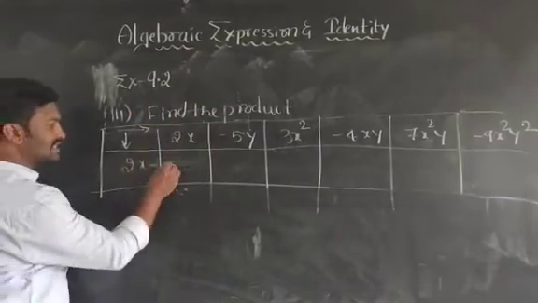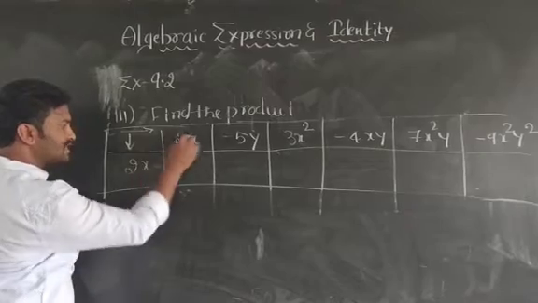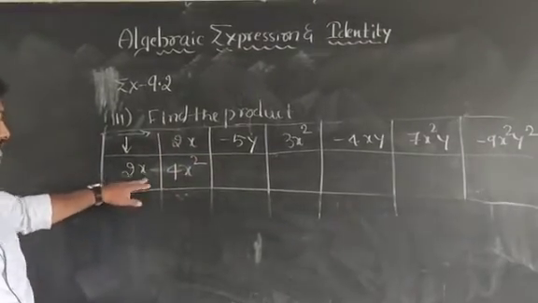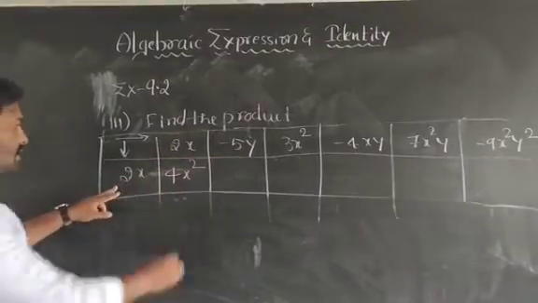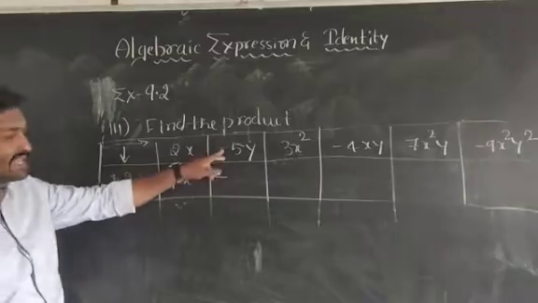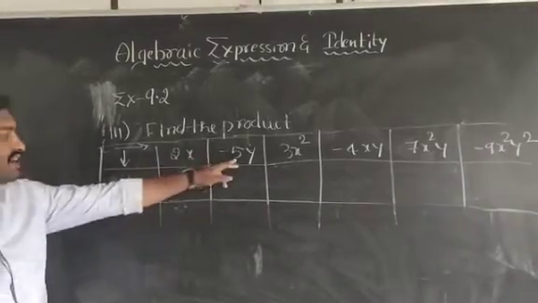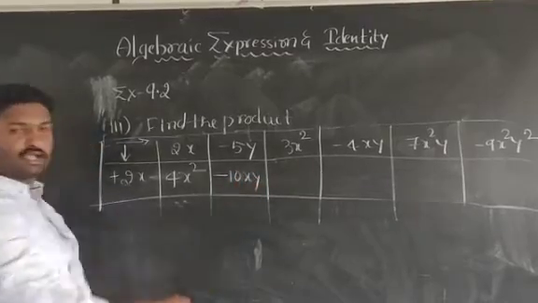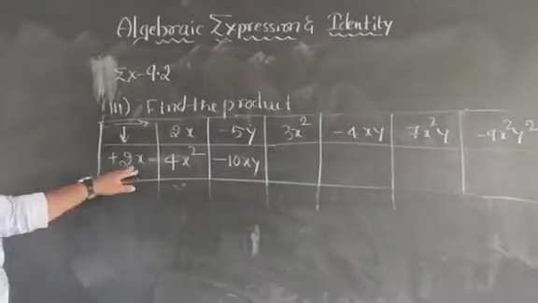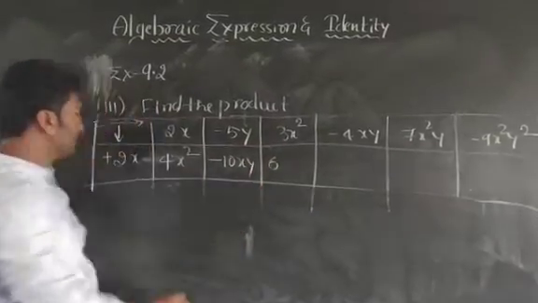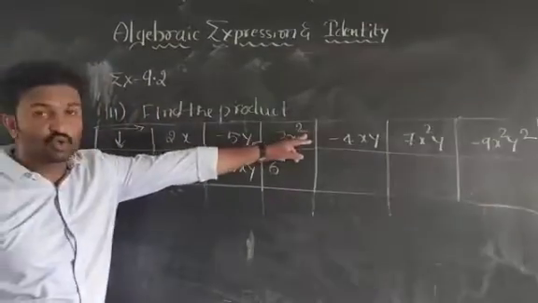Okay, 2x into 2x: 2 2s are 4, x into x, x square. Okay, 2x into minus 5y. Here the minus sign is there, here the plus sign is there, right? Plus into minus is minus. 2 5s are how much? 10. x into y, xy. Okay, 2x into 3x square. 2 3s are 6. Here 1x, here 2x.